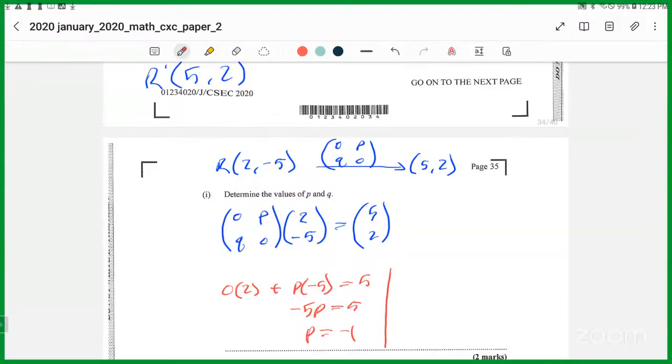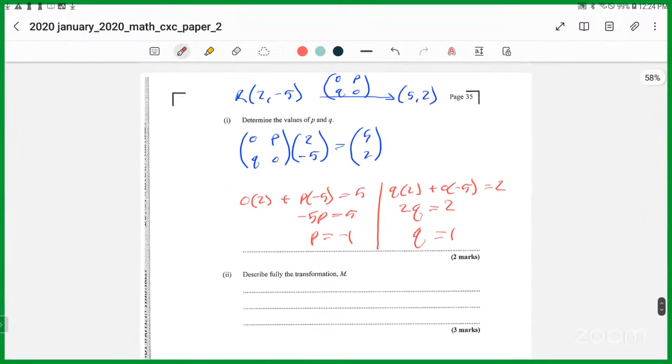And then the second part is that this row times this column equals 2. So it becomes Q times 2, which is 2Q, and then 0 times negative 5, is equal to this 2 down here. This is 2Q equals 2. Divided by 2, Q equals 1. Same answer as we had. So we did it by calculation.